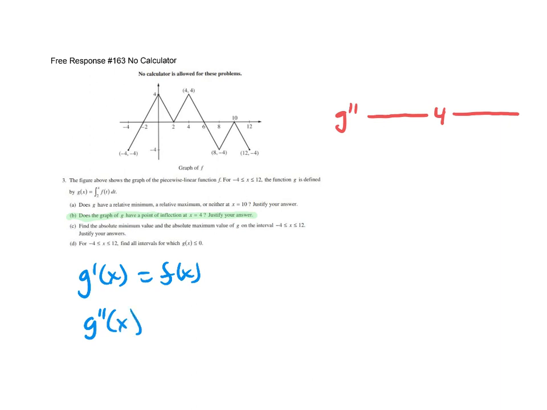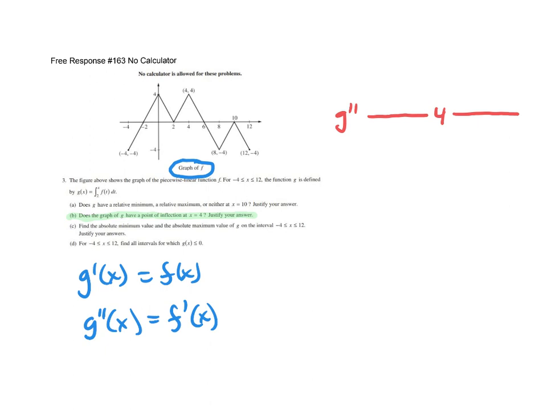In order for an inflection point to occur, the second derivative of g needs to change signs at 4. So I'm going to do a sign diagram on the second derivative of g. Well, let's think back to this. See, the first derivative of g, so g prime of x, equals f of x. That implies that the second derivative of g is actually the derivative of f. And since we have the graph of f up here, all we need to do is figure out how to find the derivative of f from this graph.